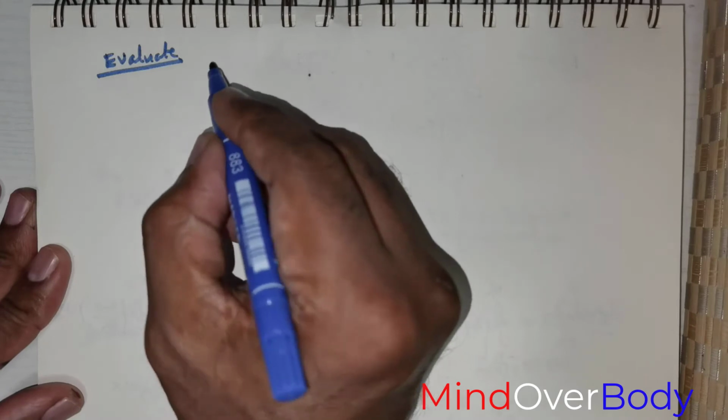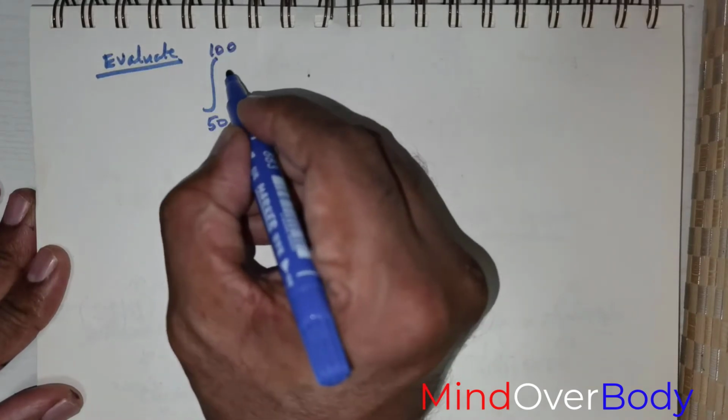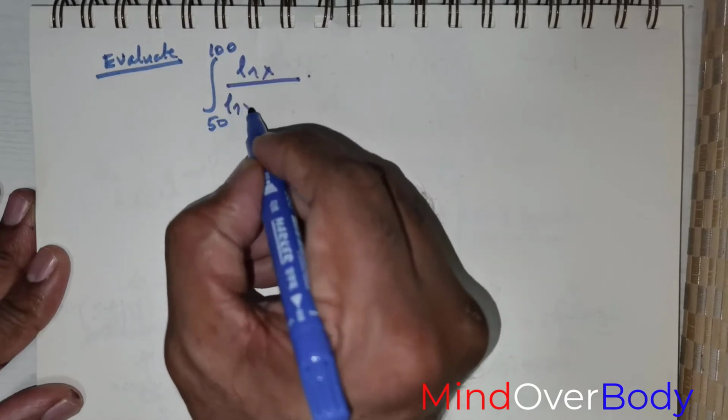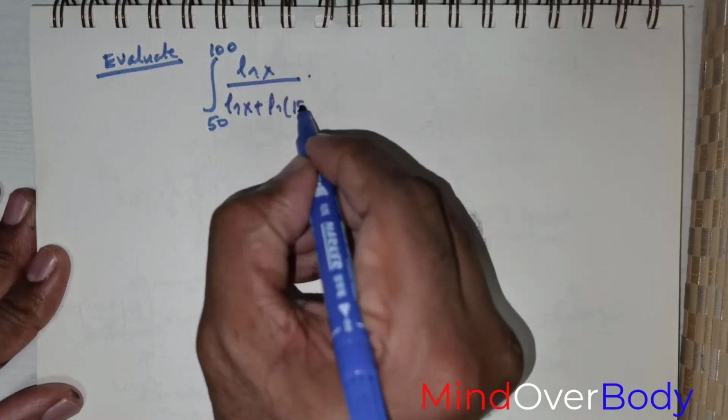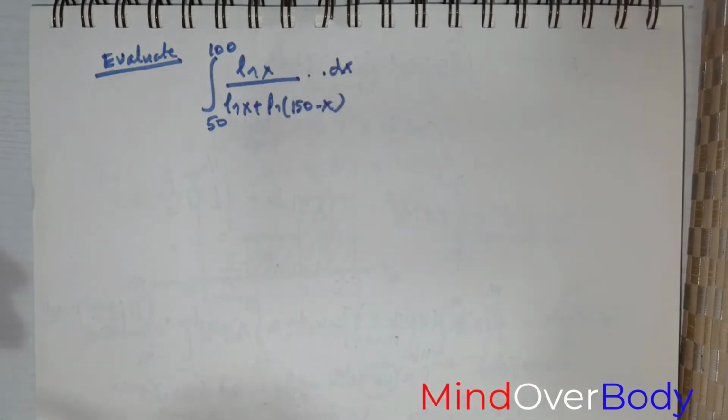Let's do this question, students. Evaluate integral 50 to 100 ln x over ln x positive ln of 150 negative x times dx. I'm going to show you two ways to solve this question. The first way would be the longer way.